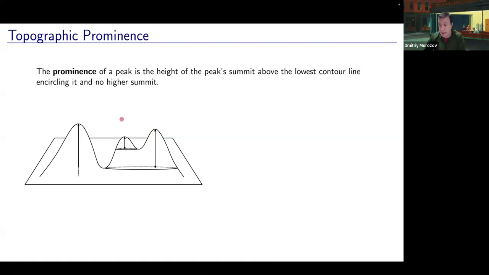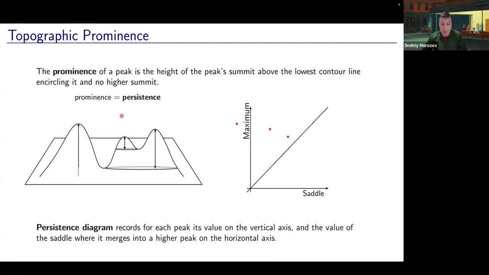And you can collect this information in what we call a persistence diagram, or you can call it a prominence diagram, where in this case on the horizontal axis you record the height value of the saddle, and on the vertical axis the height value of the maximum. So, for example, this peak translates to this point. The fact that it's close to the diagonal means that it has smaller prominence. Exactly, the distance to the diagonal is exactly the prominence. This peak corresponds to this point, and then this peak that is the global maximum corresponds to this point.